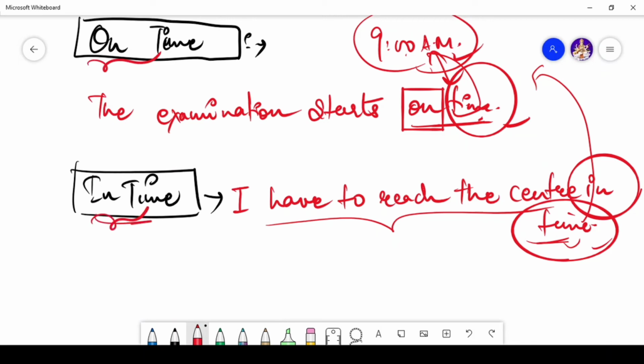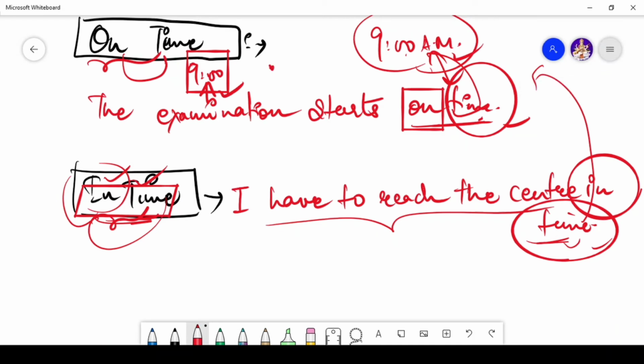In time, like the name itself says, means whatever the event or the purpose has to happen, it should happen in time. In time means there is a duration of time, and in that duration you have to complete that specific event. On time means there is a particular point in time, like let's say 9 o'clock, you have to be there at 9 o'clock. You should reach on time, at 9 a.m.